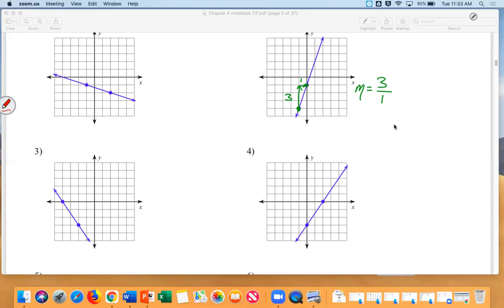Cody, how do we get from this point to this point for number 4? We're doing the evens. 3 up and 2 to the right. So 3 up, 2 to the right. So 3/2.